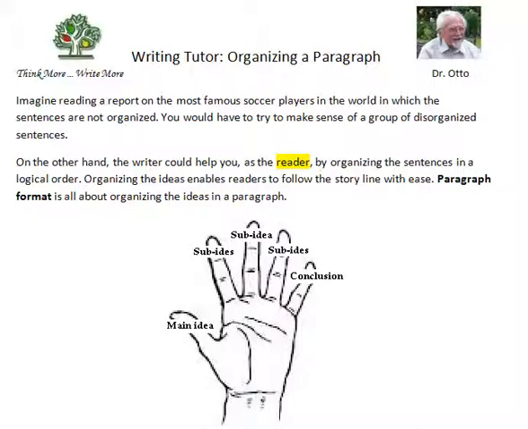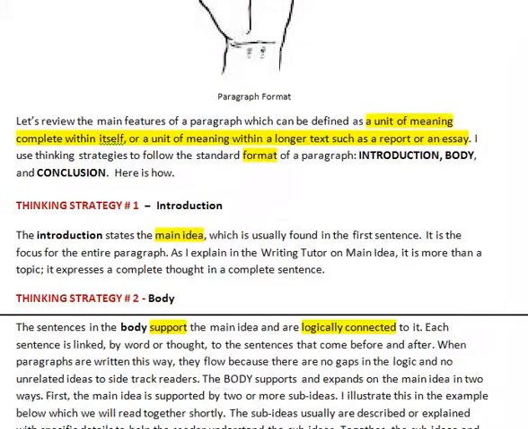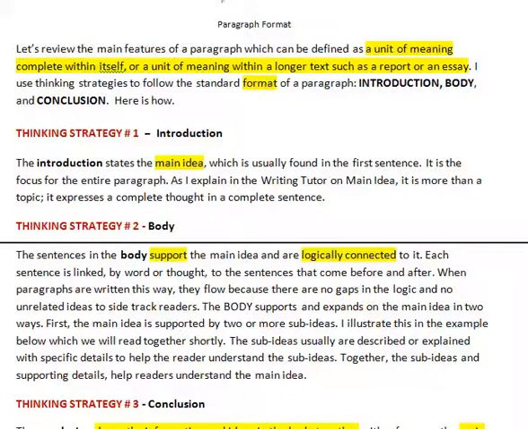As you see in the diagram, main idea, sub-idea, sub-idea, sub-idea, conclusion. Let's review the main features of a paragraph, which can be defined as a unit of meaning complete within itself, or a unit of meaning within a larger text, such as a report or an essay. I use the thinking strategies to follow the standard format of a paragraph: introduction, body, and conclusion. Here's how. Thinking strategy number 1, introduction.